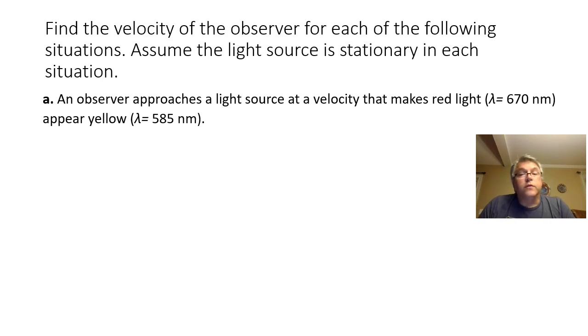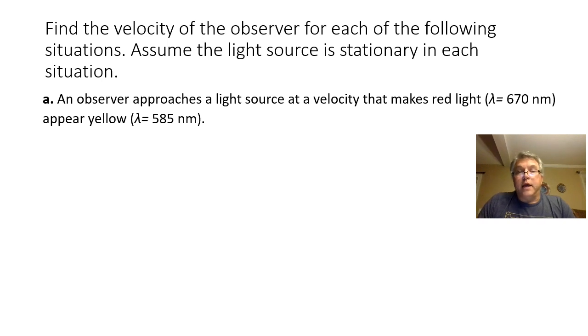Let's see. First thing they want us to do is find the velocity of the observer for each of the following situations. Assume the light source is stationary in each situation. So in our first situation, an observer approaches a light source at a velocity that makes red light at a wavelength of 670 nanometers appear yellow, or have a wavelength of 585 nanometers. Let's take a look and see what we are given in this problem.